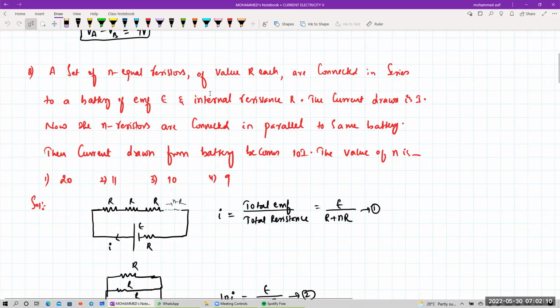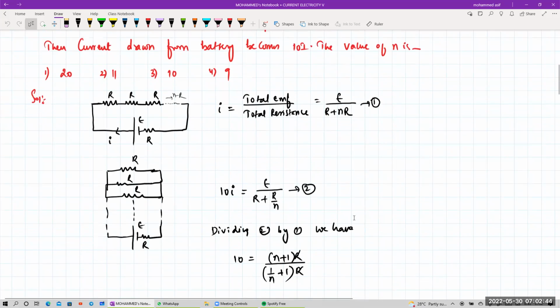Is the question understood? When in series, it is measuring how much current, beta? I. Now if you connect the resistors in the parallel combination, the current through the battery becomes 10 times of I. Find the value of n. Yes, sir. So this is the series combination first. Here it is R, here it is R, like that n number of resistors, and the internal resistance of the battery is also R. So I is equal to total EMF by total resistance. Total EMF is E. Total resistance is R plus nR.